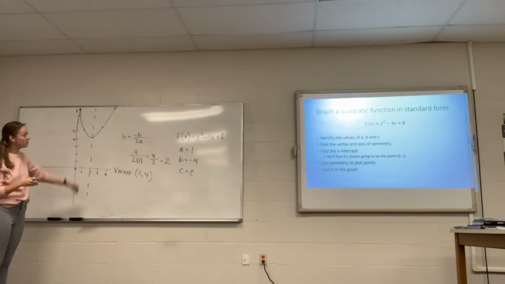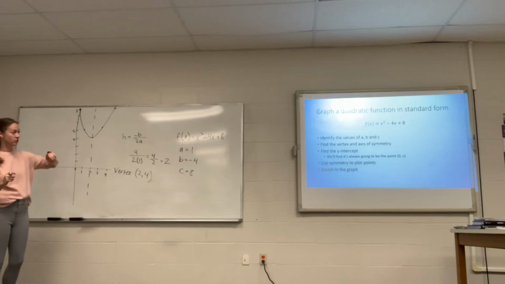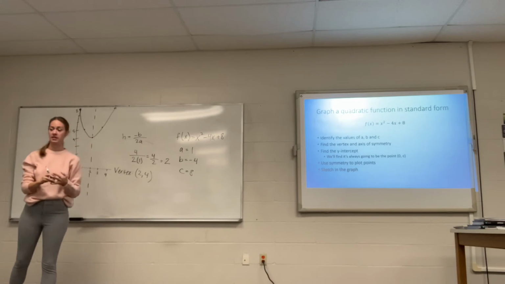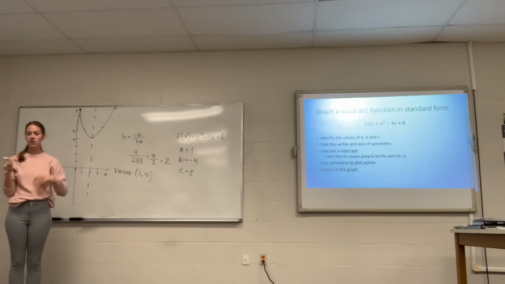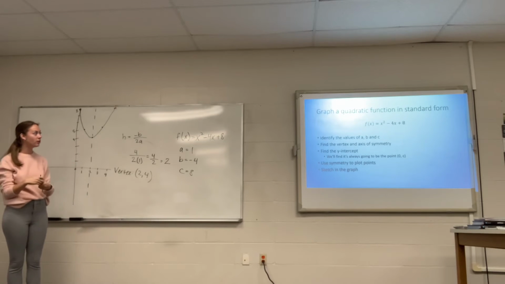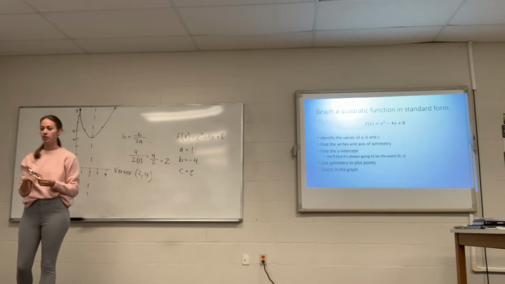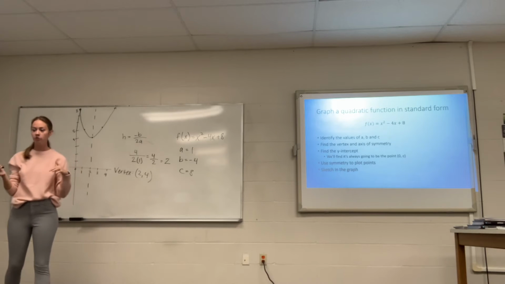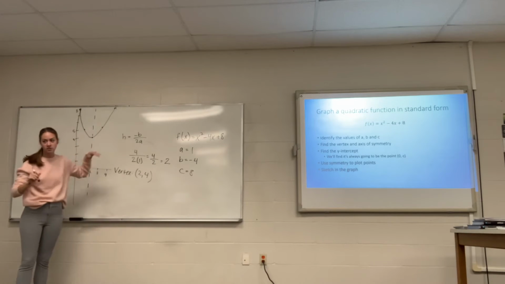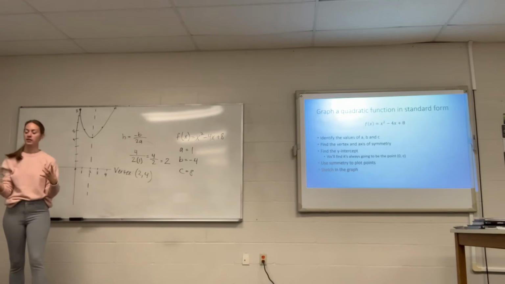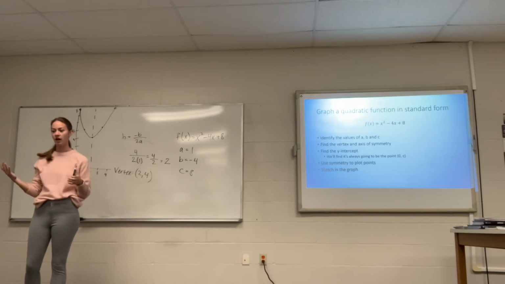Okay, so there would be my graph of that equation of x squared minus 4x plus 8. So that's how you're going to plot them. If you're asked to graph something and it gives you a standard form, you first need to find your vertex, because your vertex is like your main point. Once you know where that is, you can figure everything else out.